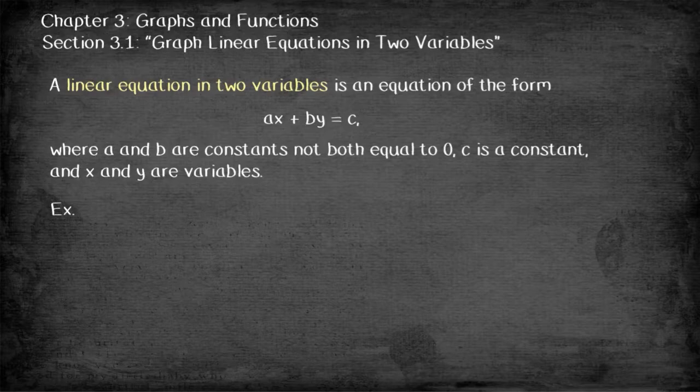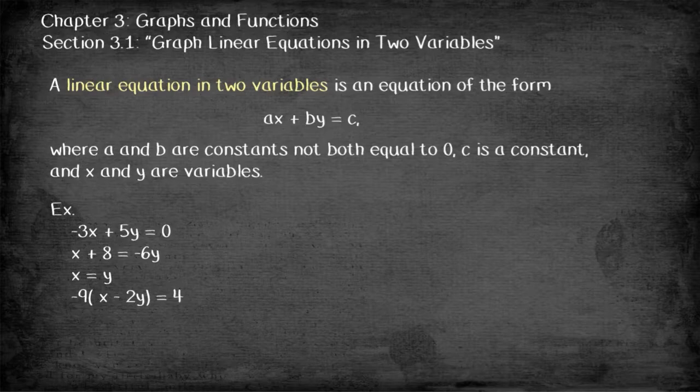So for some examples of what a linear equation in two variables might look like, I know you're curious, we have these guys. These are all examples of linear equations in two variables. Basically, you have two variables, x and y, and there's no squaring or cubing or square roots, anything like that. You just have x and y with an exponent of 1.